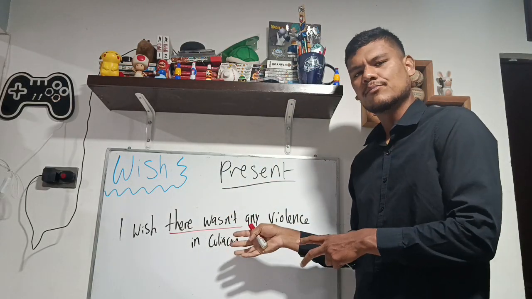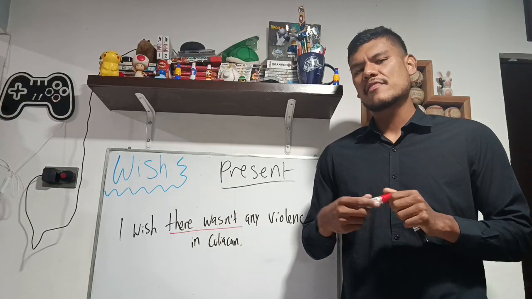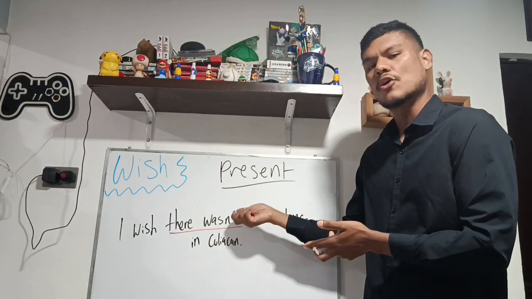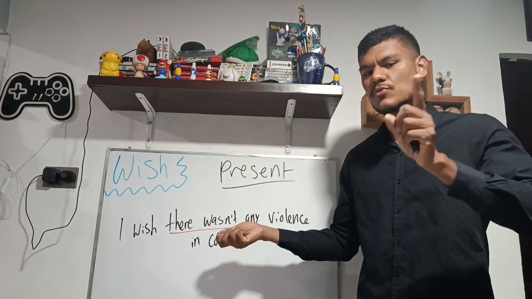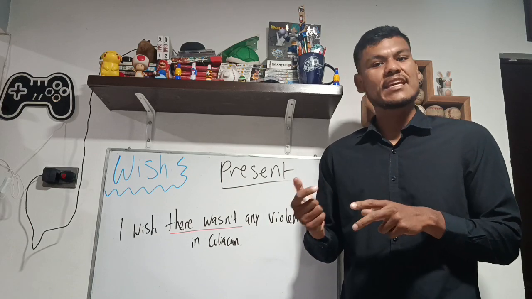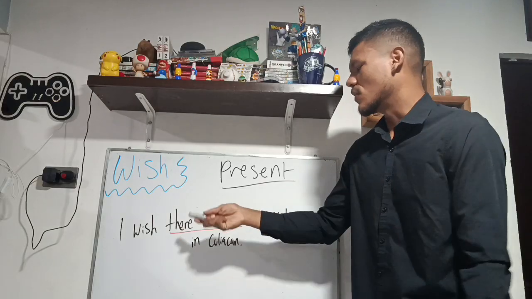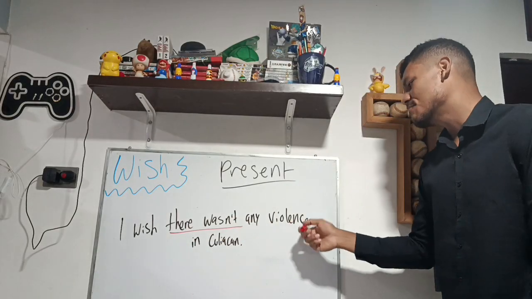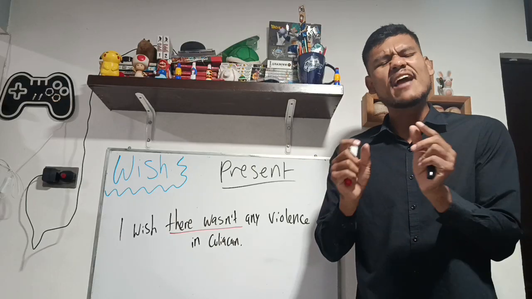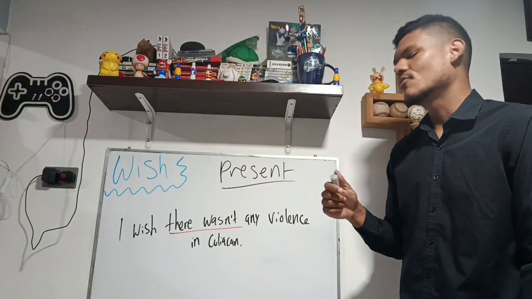So here you can see a negative example, and we're using the verb to be. Remember that the verb to be it's separate from other verbs because it has its own negative, okay? Remember that we do not have to use didn't when we're talking about the verb to be. We either use wasn't or we use weren't, okay? So I wish there wasn't any violence in Culiacan. Sadly, is the situation we're living in, but I wish that it was different, right? So I wish there wasn't any violence in Culiacan.